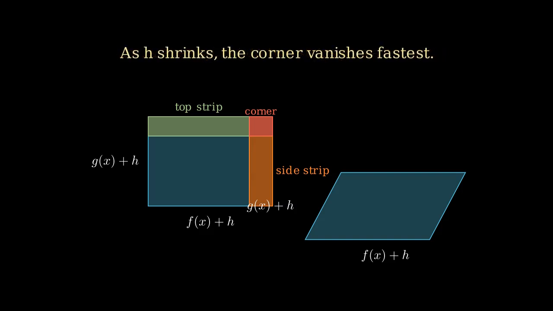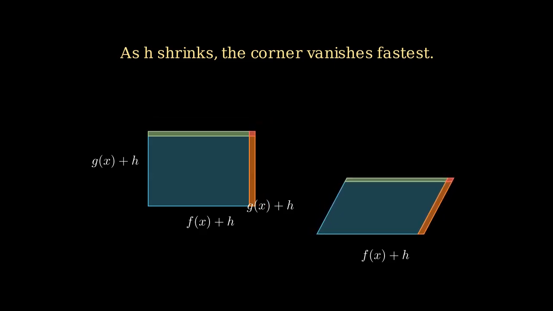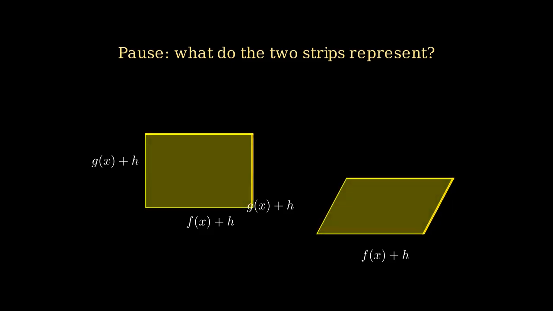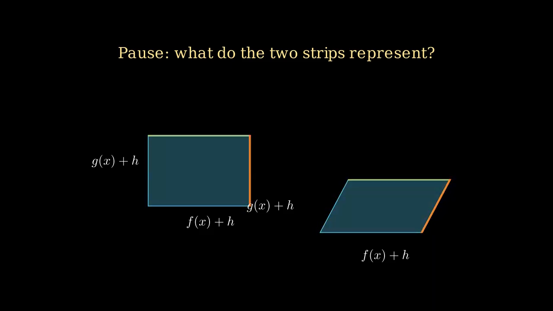Look at both views again. The flat 2-dimensional rectangle with the 2 shaded strips and the tiny corner piece, and the tilted 3-dimensional version, showing the same 3 pieces stacked as thin slabs, with all text still flat and horizontal. As h gets smaller, notice the corner piece shrinks away much faster than the strips do. Before we reveal the algebra, pause for a moment and think, using only the picture. What do you think the area of the top strip corresponds to, and what does the side strip correspond to in terms of f, g and their derivatives?